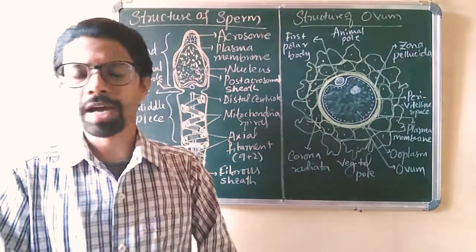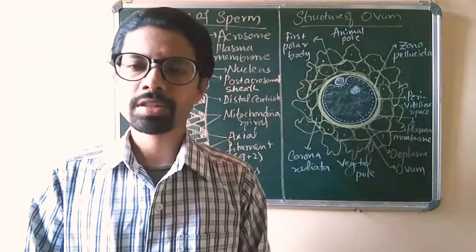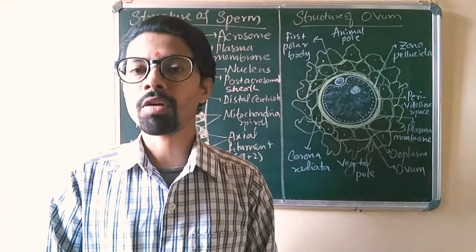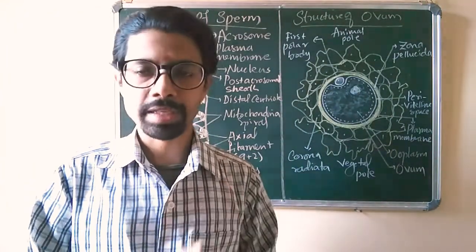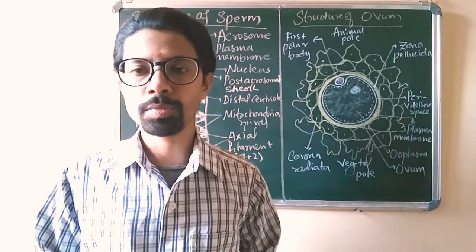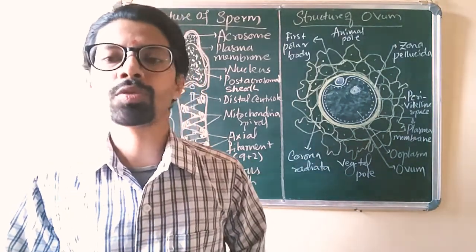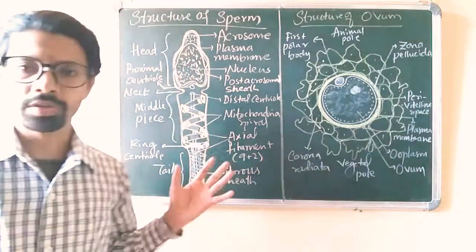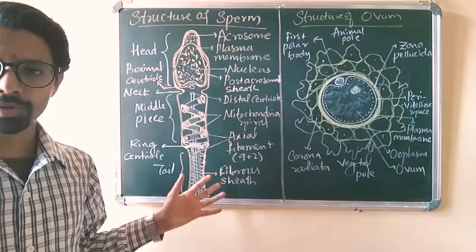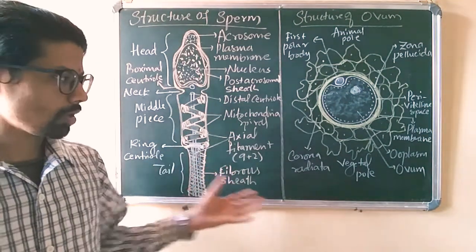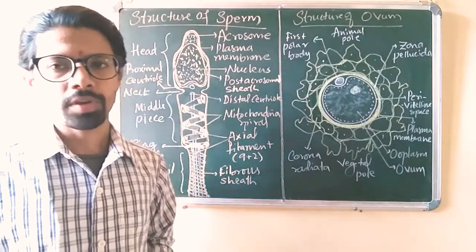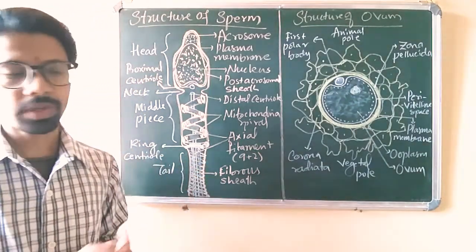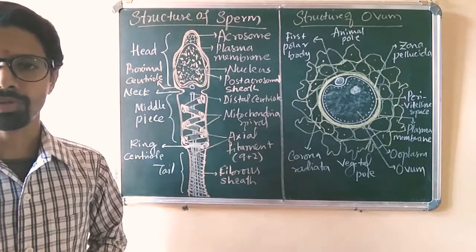I once again welcome you back to my new video session, and this video is regarding the topic called structure of male gamete and structure of female gamete, that is structure of mature human sperm and structure of mature ovum. So already on the board there are two diagrams. One is about the structure of male gamete, that is sperm, and the other one is the structure of female gamete, that is the ovum. We'll start the discussion of sperm first, and then we'll go for the discussion of structure of ovum.